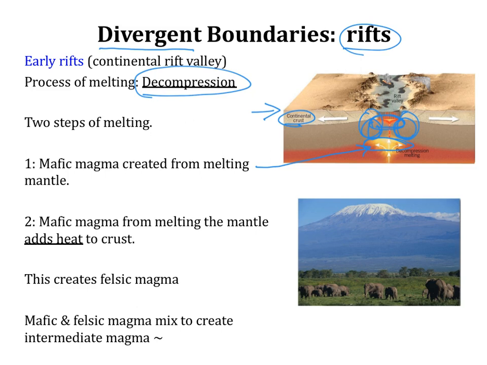So that creates felsic magma, right? So we had mafic magma created from melting the mantle, felsic magma created from melting the crust. So again, they mix together and create intermediate magma, and we get mountains like Mount Kenya and Mount Kilimanjaro in the East African rift made of intermediate magma. So this is the early part of a rift, right? Before it becomes an ocean.